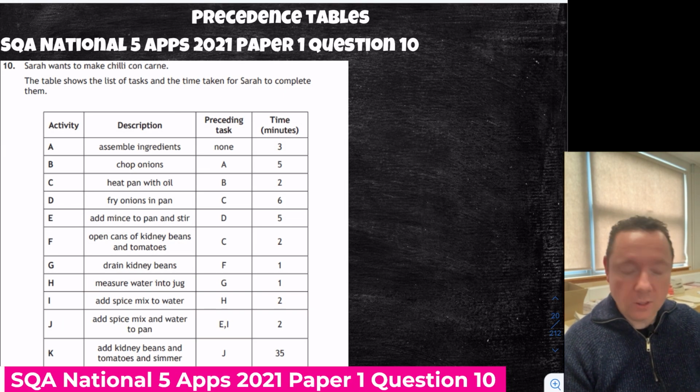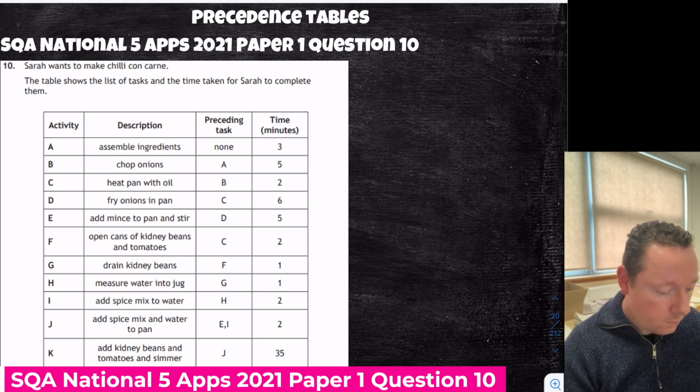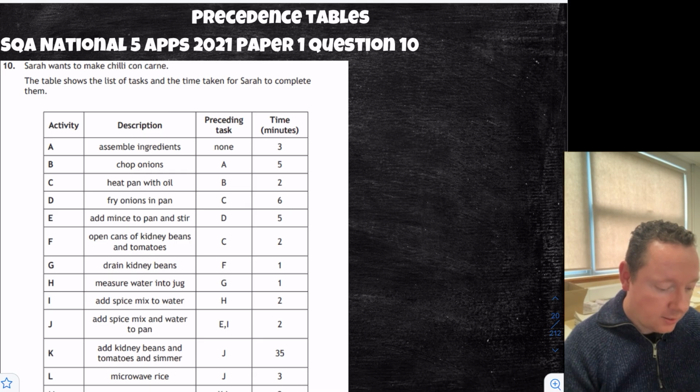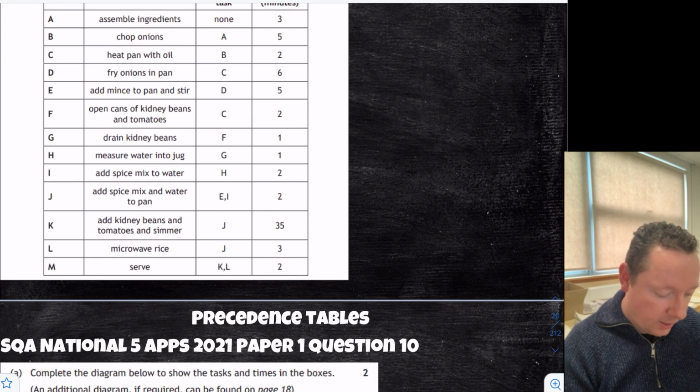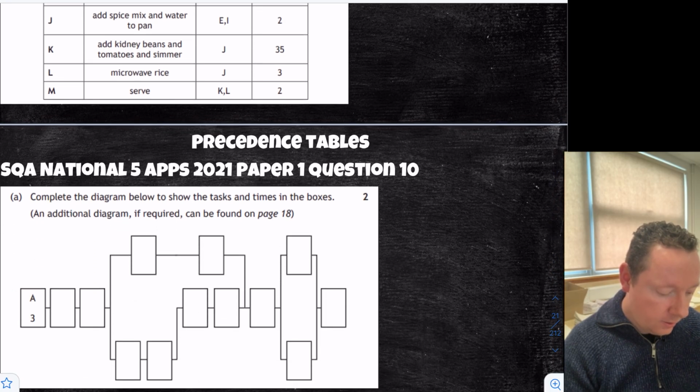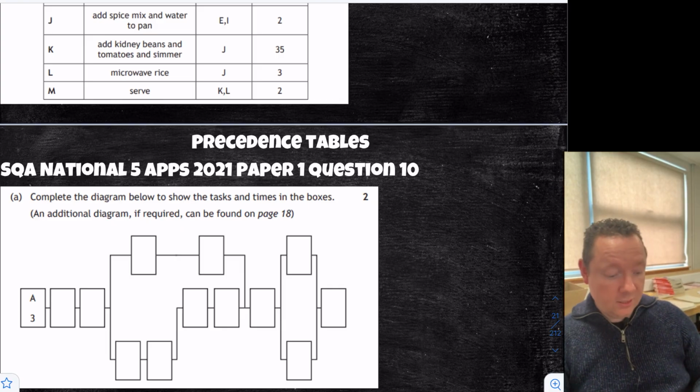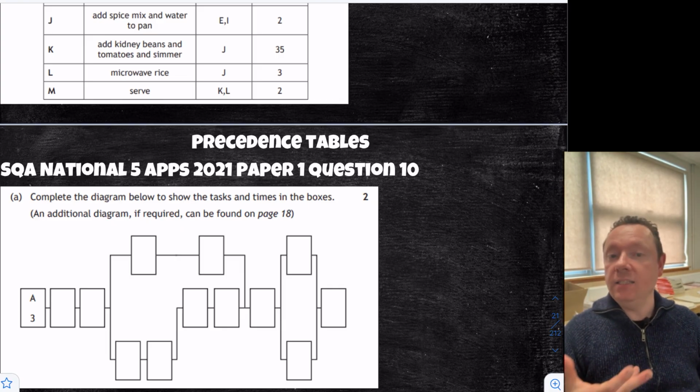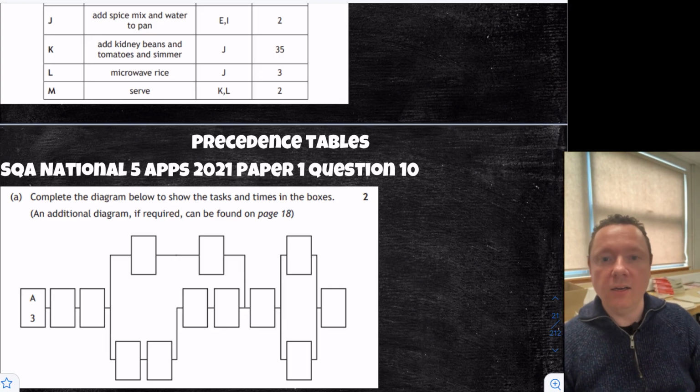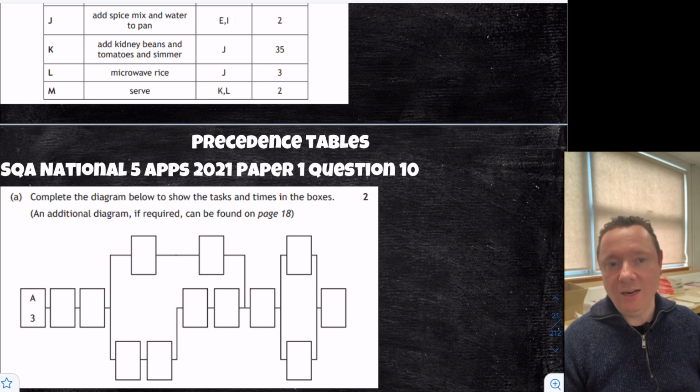Precedence tables. SQA National 5 Apps, 2021, Paper 1, Question 10. Sarah wants to make chili con carne. The table shows the list of tasks and the time taken for Sarah to complete them. Part A says, complete the diagram below to show the tasks and the time in the boxes. It gives an additional diagram on page 18, and the reason for that is sometimes you can do this by trial and error. Mess up the first diagram, do it again on the second one.